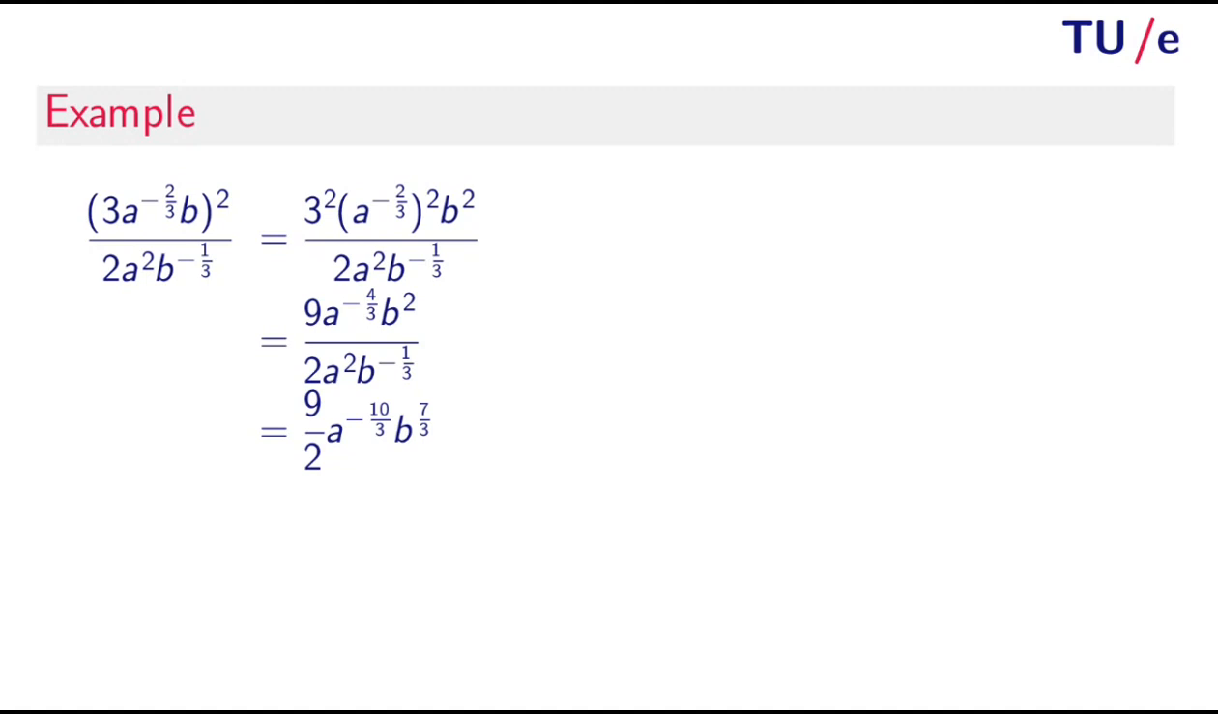Now, we set this 9 and 2 apart. We have 9 over 2. Then we look at the power of a. In the numerator we have a to the power minus 4 over 3, and then we divide it by a squared, so that's a to the power 6 over 3. That gives us in total a to the power minus 10 over 3. If you look at b, we have b squared and we divide by b to the power minus 1/3. So that will be b to the power 2 plus 1/3, and that's b to the power 7 over 3.